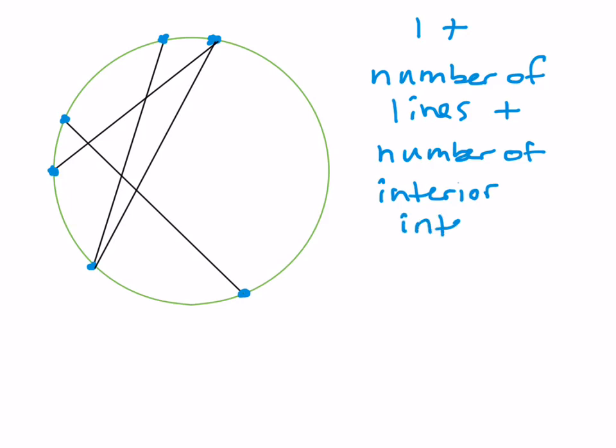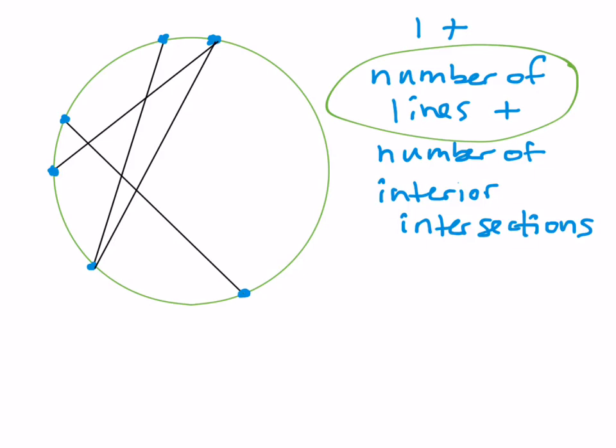So when I added that last line, we jumped from 7 sections to 9 sections because, first of all, I increased the number of lines by 1, so that adds a section. And then secondly, I added an interior intersection, meaning when that line crossed another line, I added an intersection in the interior of the circle. So that accounts for that second section. All right, so we jumped from 7 to 8 to 9 by adding that line.